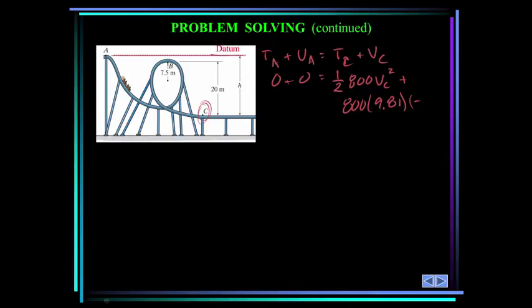So we'll put minus 23.75. And you can solve this for the velocity at C, 21.6 meters per second.